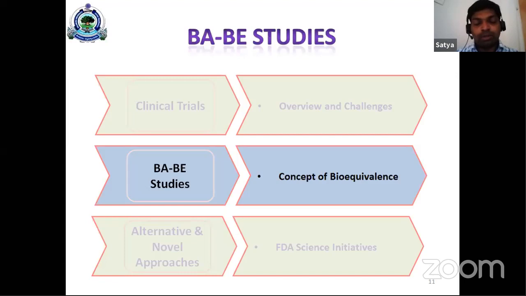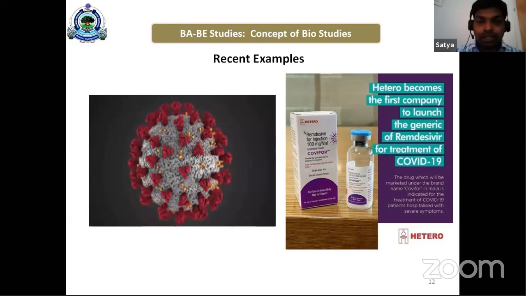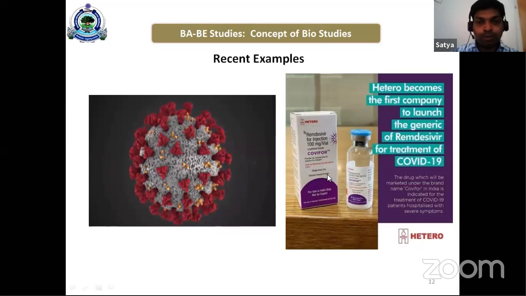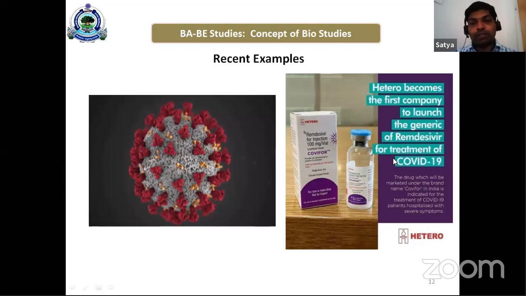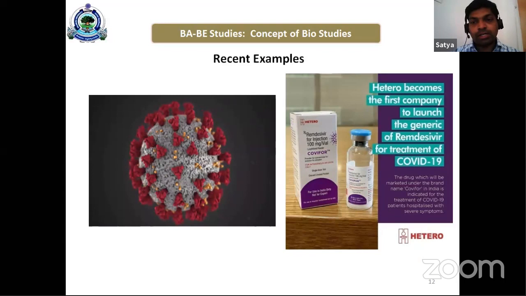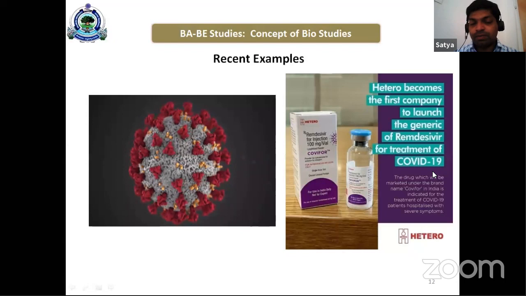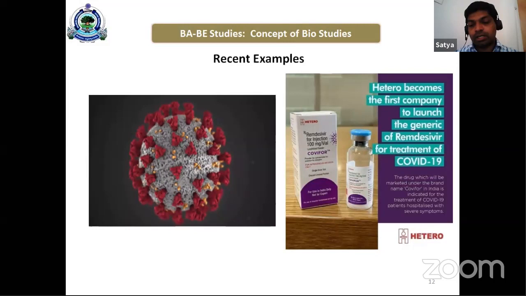I would like to summarize two recent examples. We are well aware of the COVID impact across the globe. We heard about Hetero's remdesivir injection. This is the first generic company to launch a generic of remdesivir. If you go through clinical trials, phase 1, phase 2, phase 3, phase 4, it will take much time. So since the drug remdesivir is already available, Hetero tried with their generic version and launched it. This is one best example. It will show the same efficacy, as well as reduce cost and time. That is the main objective of generic companies.